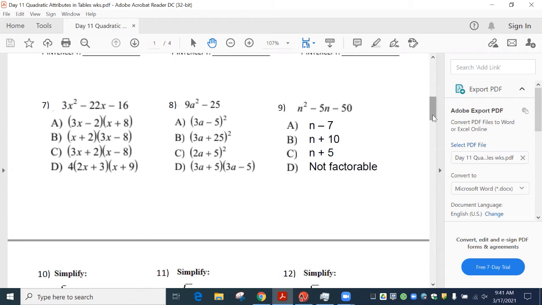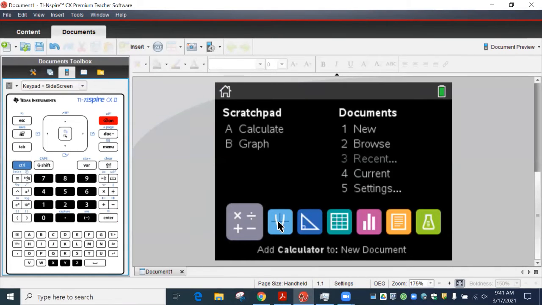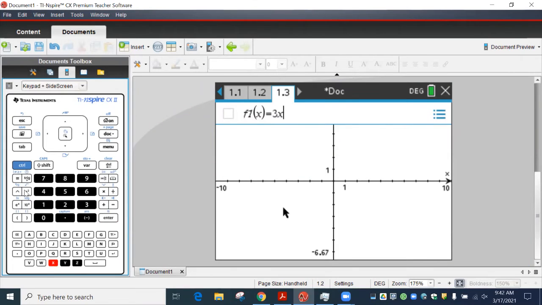So I'm going to do this with y'all. If you do it with me, it makes it go quicker, but then I'm going to walk around and make sure y'all are doing this. All right, so we're going to go type this into the calculator right here. So go to graphs. So anytime we don't have an equal sign, we're going to graphs. We're going to type in 3x squared minus 22x minus 16.